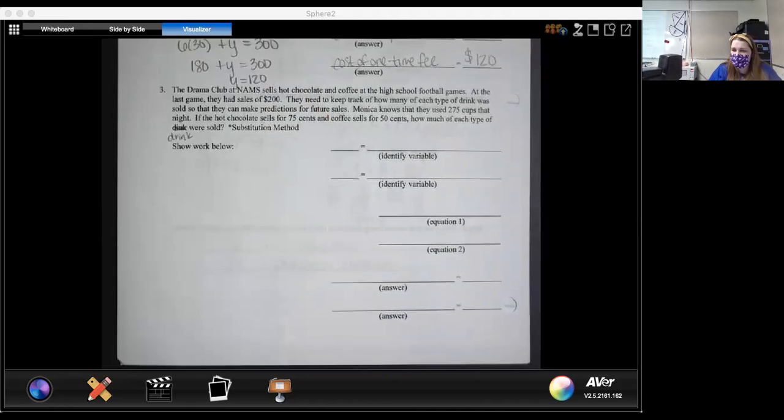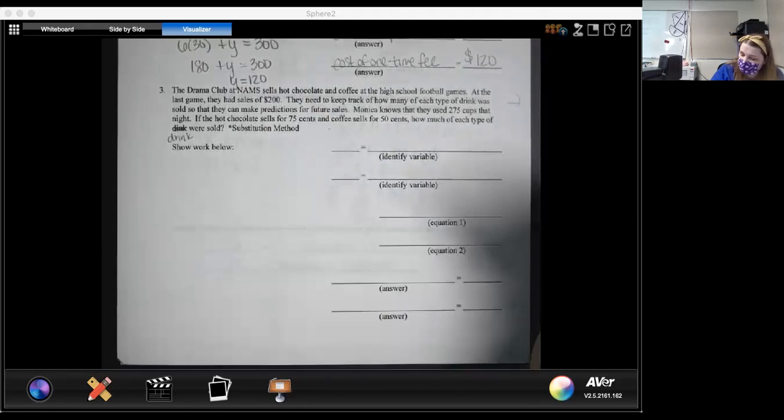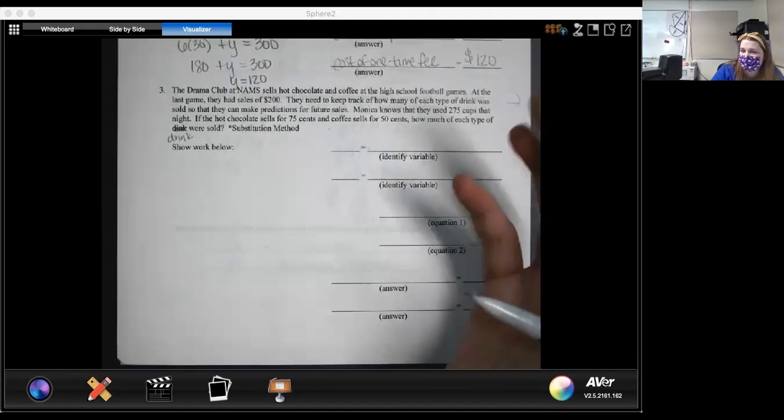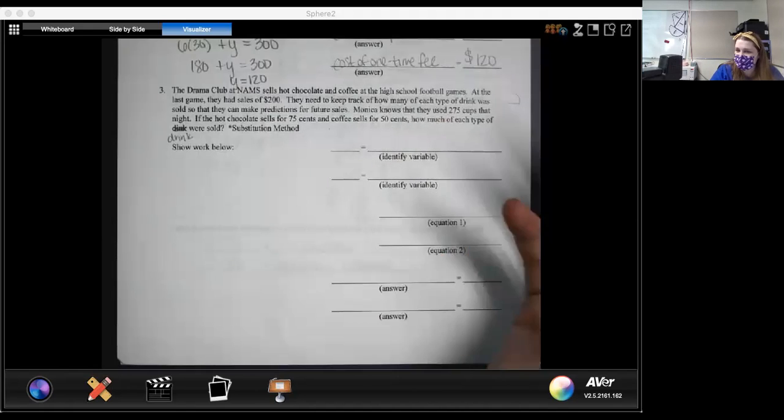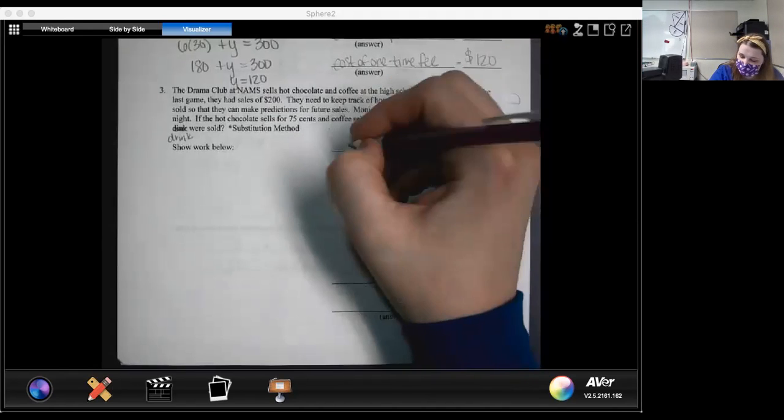And we're going to be using the substitution method. So again, when we're looking for that variable, you want to go straight to that question. Whatever that question's asking, that's what your variables are. It's asking how much of each type of drink was sold, meaning one's going to be referencing hot chocolate and one's going to be referencing coffee. We want to know how many of each type. If we want to just stick with X and Y, that's totally fine. Or you can use H for hot chocolate and C for coffee, however you want. There's no judgment if you just want to do X and Y the whole way.